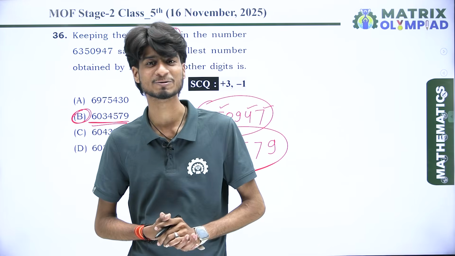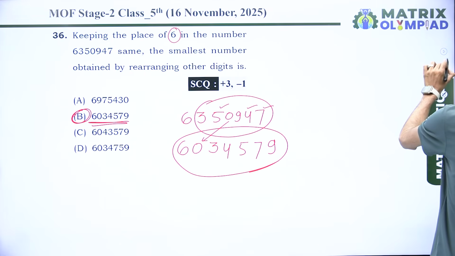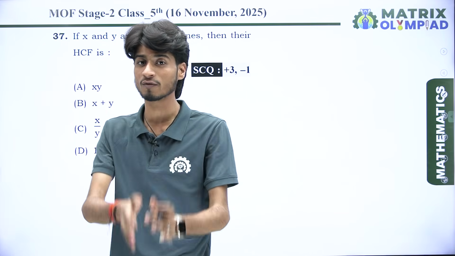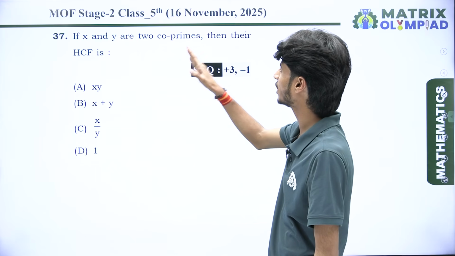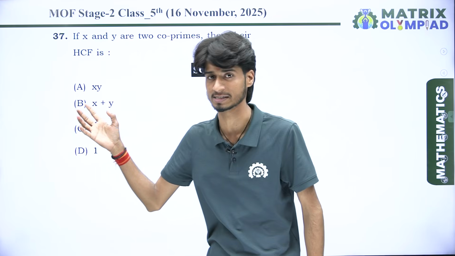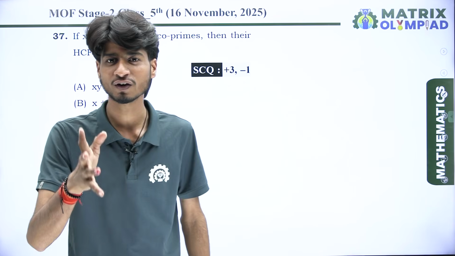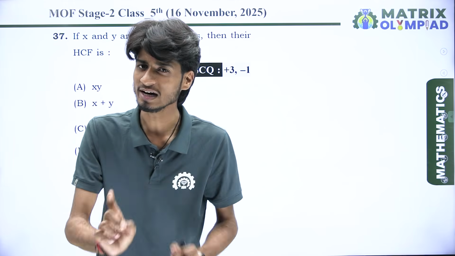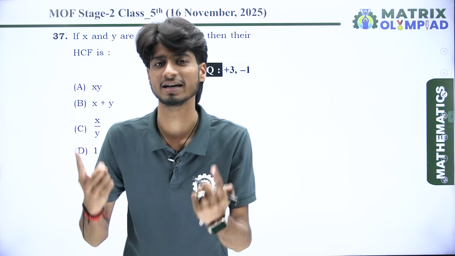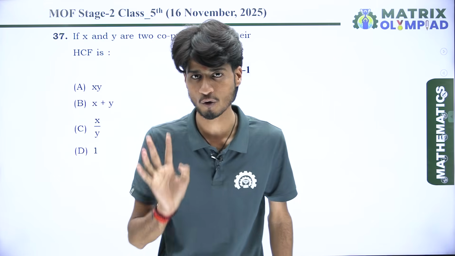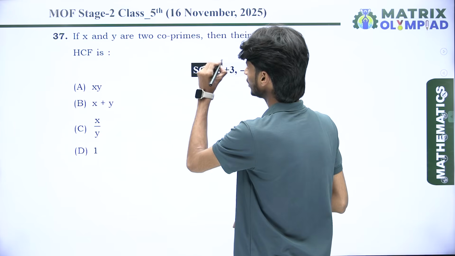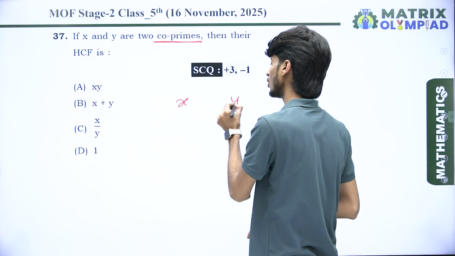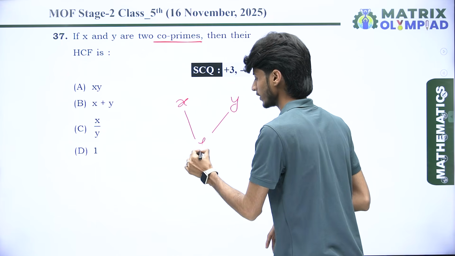Let's come to the next question. The next question is question number 37, which you face in the examination. Look, if x and y are two co-primes, then their HCF is. What is the fundamental theory of co-prime numbers? If two numbers have only one common factor, which is 1, then we say both numbers are co-prime. So according to the question, x and y both are co-prime, which means there is only one common factor, which is 1.